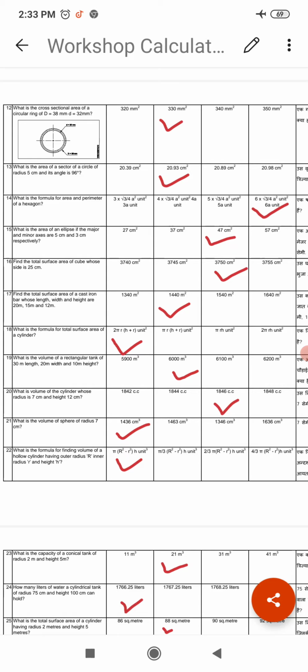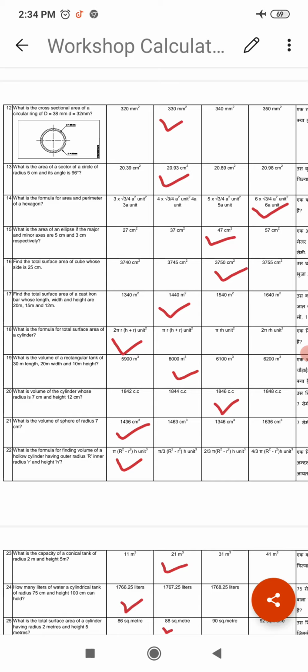6000 meter cube. Next, what is the volume of the cylinder whose radius is 7 centimeter and height 12 centimeter? Its answer is 1846 cc. Next, what is the volume of a sphere of radius 7 centimeter? 1436 cm cube.